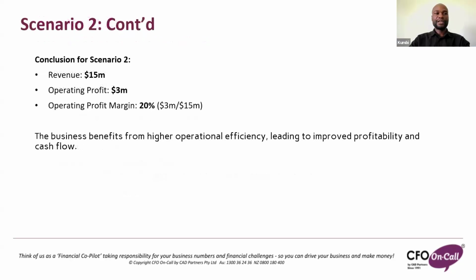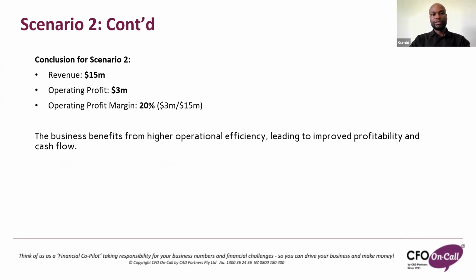A summary of our results. So we have 15 million revenue, 3 million operating profit, and that margin is now double. It's now 3 million, which is 3 over 15, which is 20% compared to the previous one, where it was stuck at 10%.